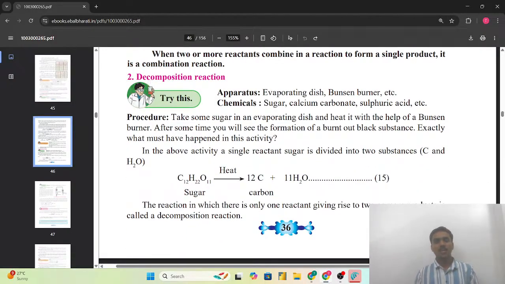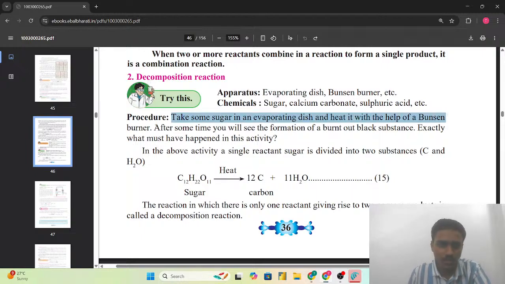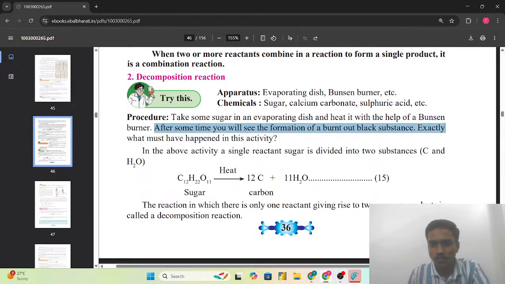From the name itself we can tell, decomposition means decompose, break down. So let's see. Apparatus: take some sugar in an evaporating dish, heat it with the help of a Bunsen burner. After some time, you will see the formation of a burnt black substance. Exactly what must have happened in this activity? In the activity, a single reactant, sugar, is divided into two substances, carbon and water. Sugar, whose formula is C12H22O11, when heated leads to formation of carbon and water.